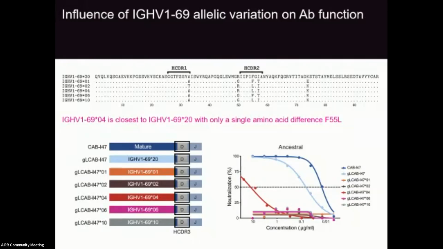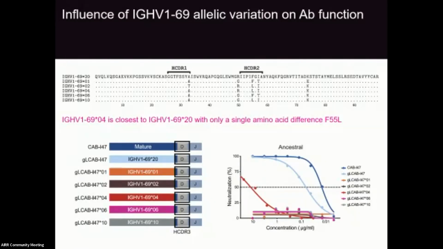There are examples from the literature, particularly for flu, where this has been shown, and actually it affects the same mutation that's involved in flu antibodies. So it's interesting to see that it matters for at least 2 different viruses, which allele usage you have.